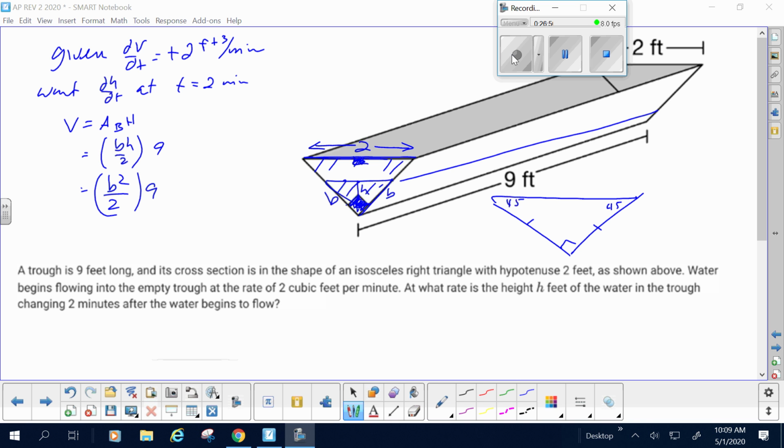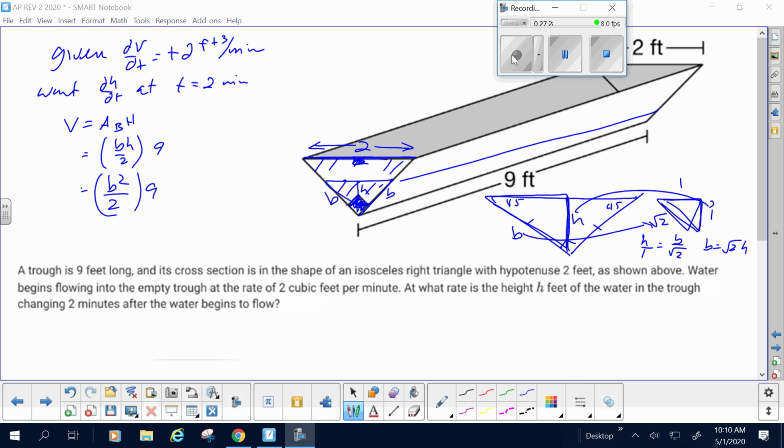And so if I want to know what is the height, then doesn't that make that like a 45, 45, 90 relationship here? So like 1, 1, root 2, will be the relationship between our general B and H. So H is to 1 as B is to root 2. So I could say that B could be replaced by root 2 H.